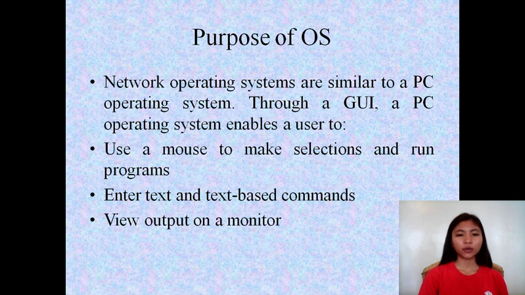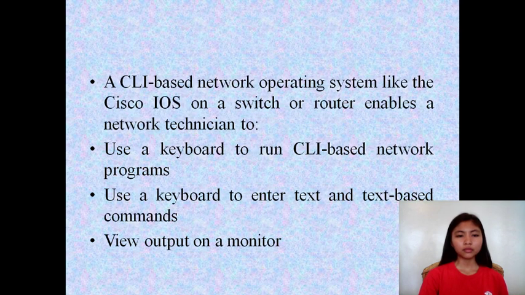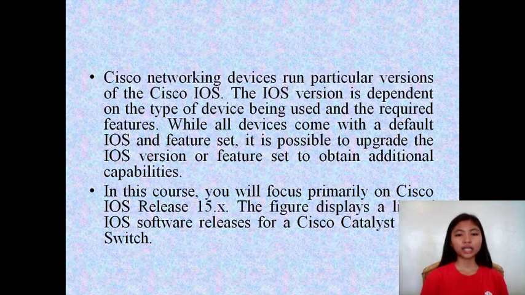So the purpose of the OS and the network operating system are similar to a PC operating system. Through a GUI, a PC operating system enables a user to use a mouse to make selections and run programs, enter text and text-based commands, and view output on a monitor. A CLI-based network operating system like the Cisco IOS on a switch or router enables a network technician to use a keyboard to run CLI-based network programs, use a keyboard to enter text and text-based commands, and view output on a monitor.